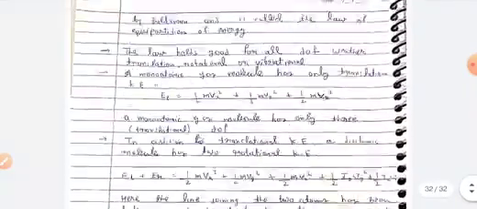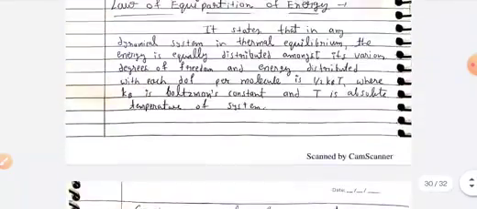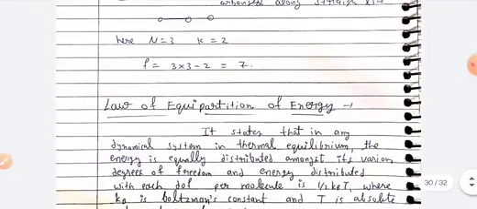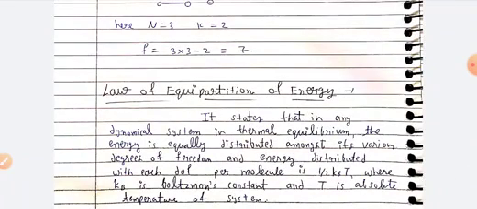Okay, so this is the law of equipartition. After this we will discuss in the class. Only 2 to 3 topics are remaining after this.